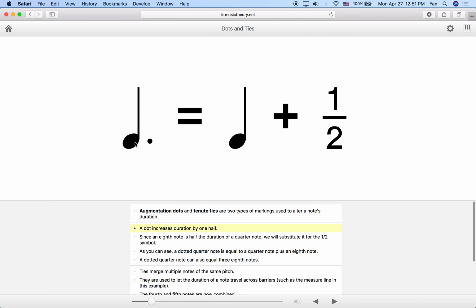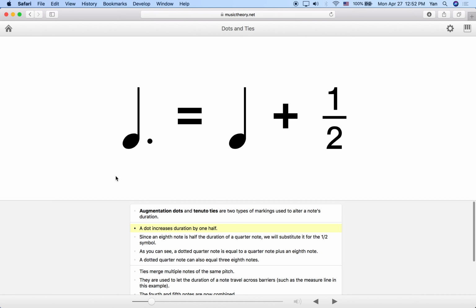So what does that mean? The dot, which is a small circle, is always written to the right of the note head, and it is going to be adding half of the value of the base note duration. So in this case, this is a dotted quarter note. In a dotted quarter note, we're going to have the base value of a quarter note, and we're going to add half of that to the total.